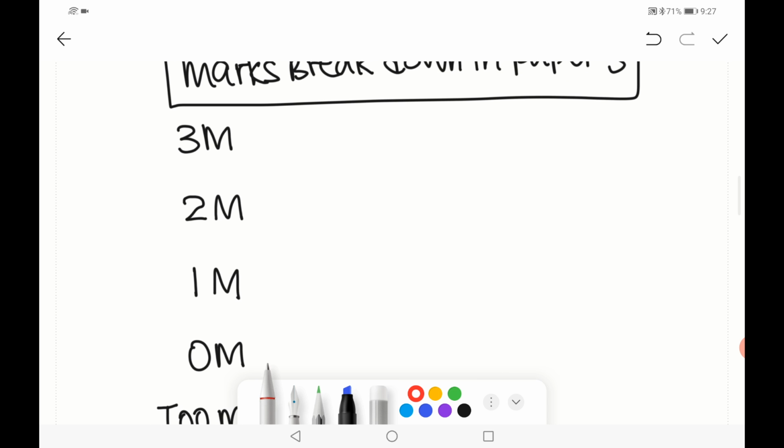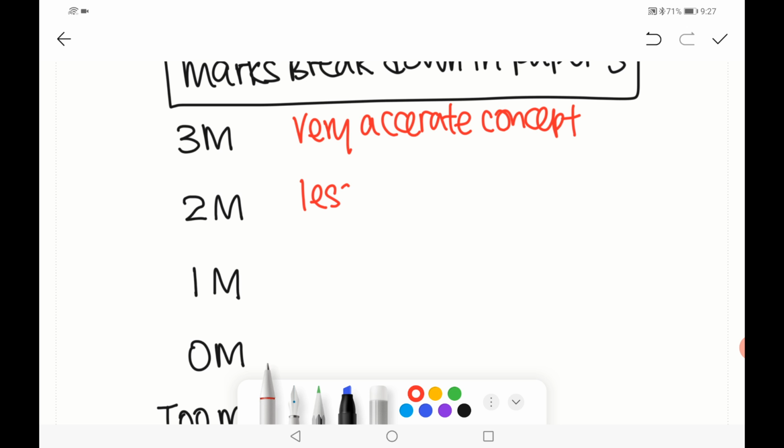You will get 3 marks if you have a very accurate concept. If your answer can give a very accurate concept, you will get 3 marks, although your answer might be very short. Because remember, in paper 3, you don't need to keep your answer super long. You will get 2 marks if your concept is less accurate. Here I wrote wrongly, so this is accurate.